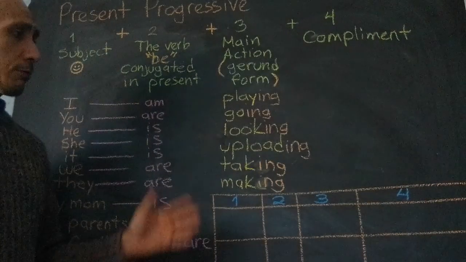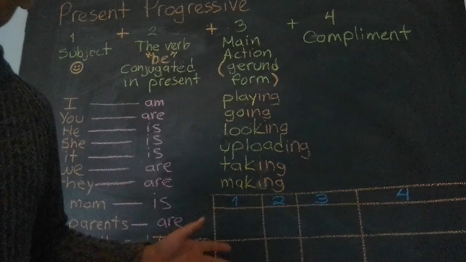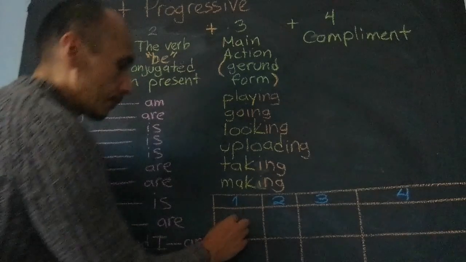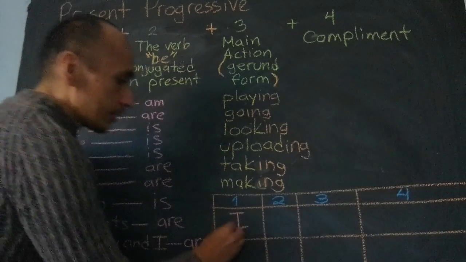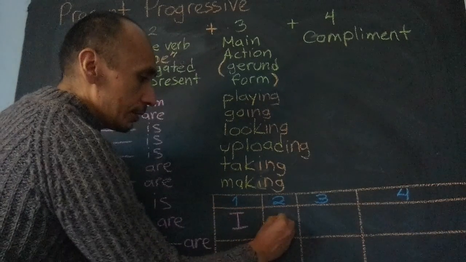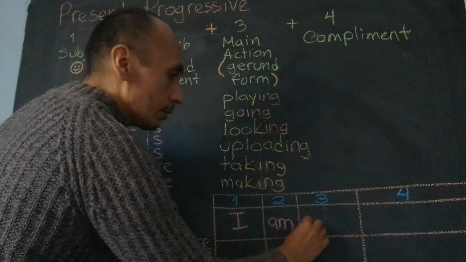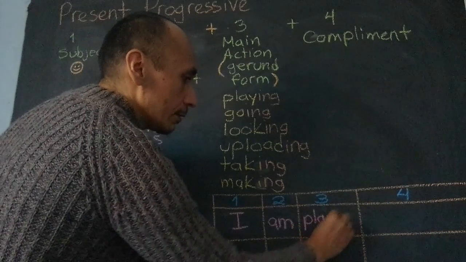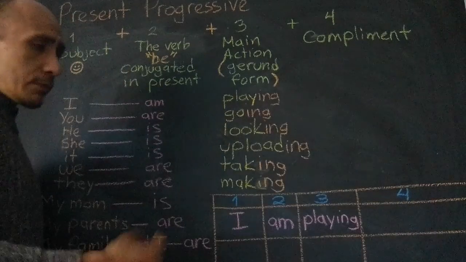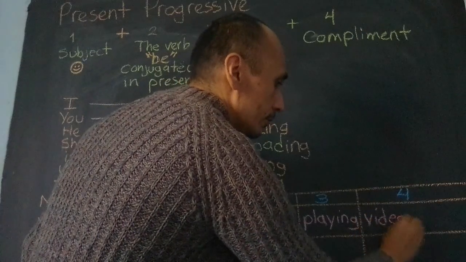Okay? So, we're going to see how to build up an example. I'm going to build an example right here. And I say, for instance, step number 1, my subject, I. Step number 2, the conjugation of the verb be, am. Step number 3, the main action in gerund, playing. And step number 4, a complement, video games.